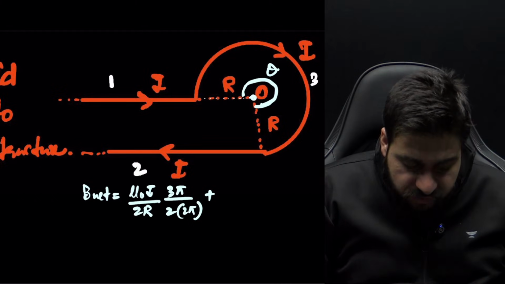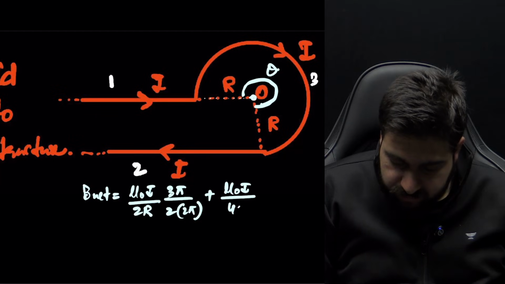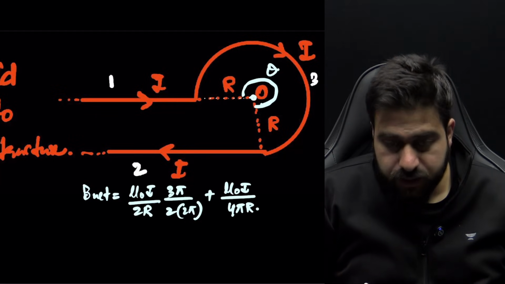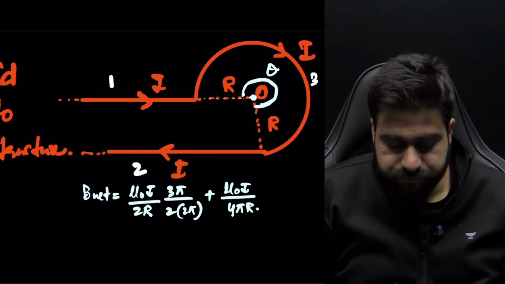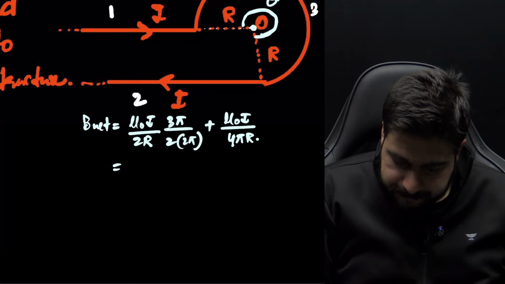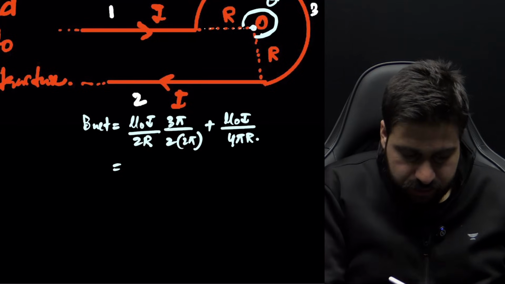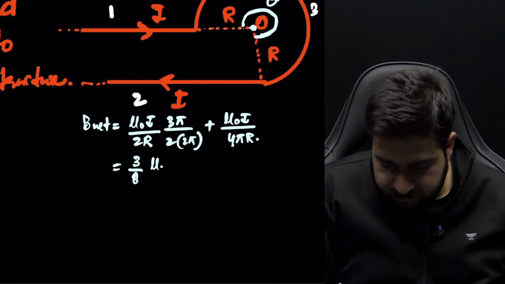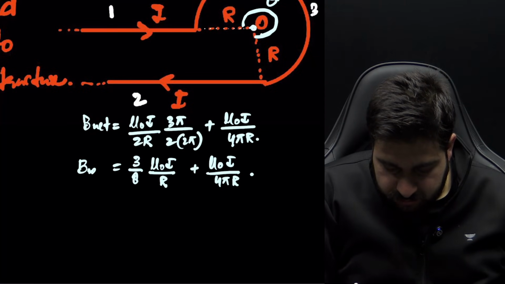Plus magnetic field due to a semi-infinite wire. Semi-infinite wire magnetic field is mu naught I divided by 4 pi into r. Okay, now done. So solve this. It will come out to be, and this is 2 into 2, see, this 2 into 2 is 4, into 2 is 8. So this will come out to be 3 by 8 mu naught I divided by r plus mu naught I divided by 4 pi into r. So this is the net magnetic field.